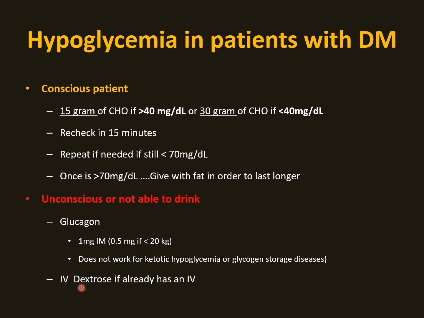IV fluid or IV dextrose is preferred over glucagon if the patient is already in the hospital. So if the patient already has IV access, do not give glucagon. IV dextrose will be preferred.